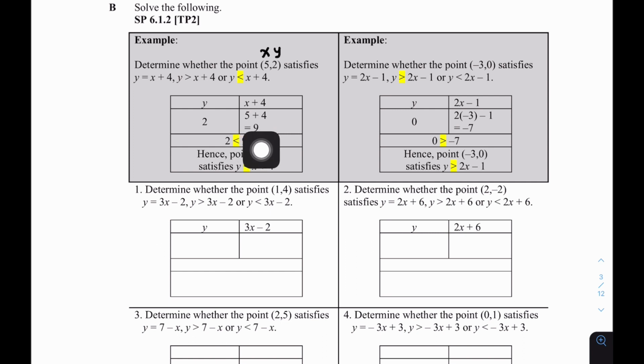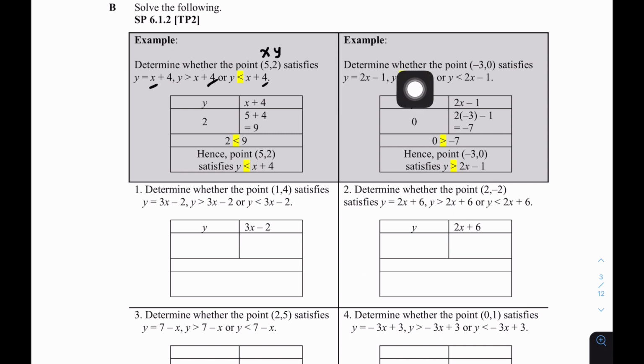Okay, sekarang 2 adalah lebih kecil daripada 9. Betul tak? Hence, point (5, 2) satisfy y less than x plus 4. Boleh? So di sini dia bagi 3 equation and 2 inequalities. Dia nak kita check sama ada titik ini memenuhi yang mana satu. Boleh?